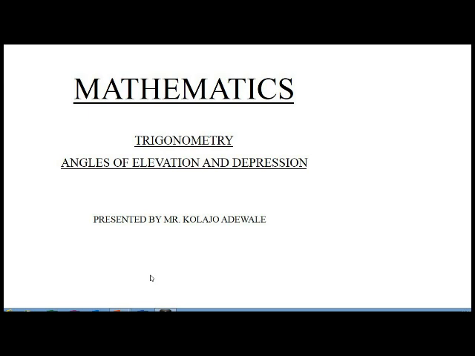If you remember, in our last class we talked about the Pythagoras theorem. We have talked about the sine rule. We have talked about the cosine rule. And I've already explained the numerical applications of the sine rule, cosine rule, and the Pythagoras theorem. But today, we're still going to be looking at an application of the sine rule and cosine rule to the angles of elevation and depression.